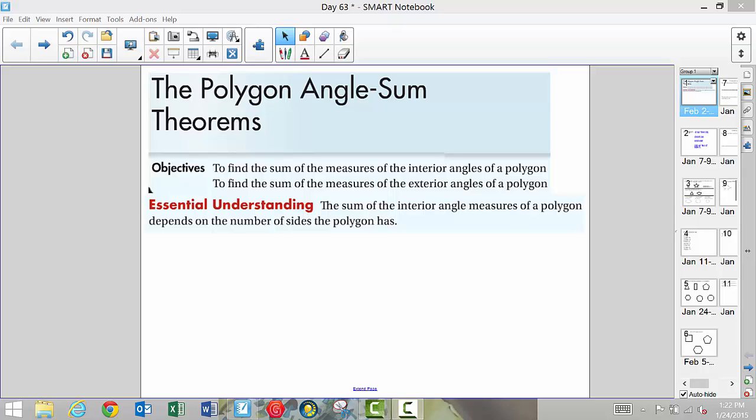Alright, these are the notes for the polygon angle sum theorems. Our objective is to find the sum of the measures of the interior angles of a polygon and also to find the sum of the measures of the exterior angles of a polygon in this video.